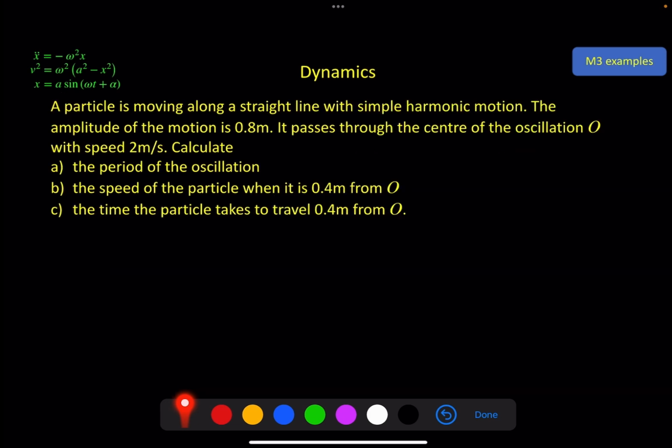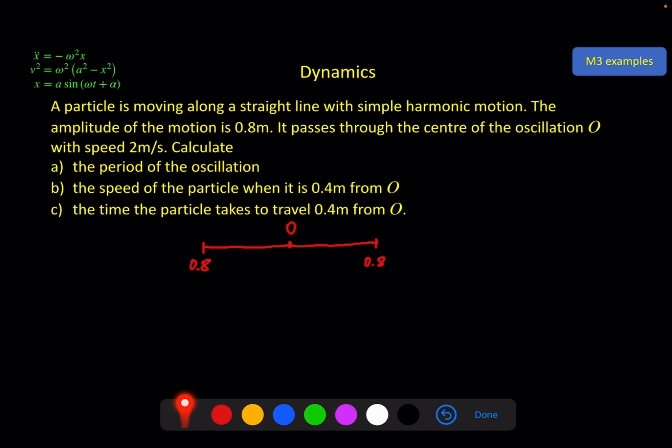A particle is moving along a straight line with simple harmonic motion. The amplitude of the motion is 0.8 meters. So that is telling us from the center of oscillation out to the extreme edge, the end point of the oscillation is 0.8 meters. And in the other direction, it is also 0.8 meters. So there's a total length being traveled here of 1.6 meters, backwards and forwards.